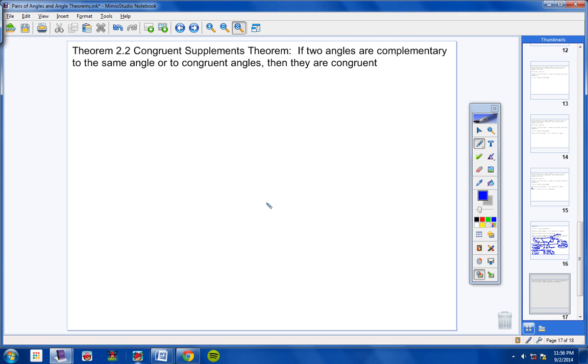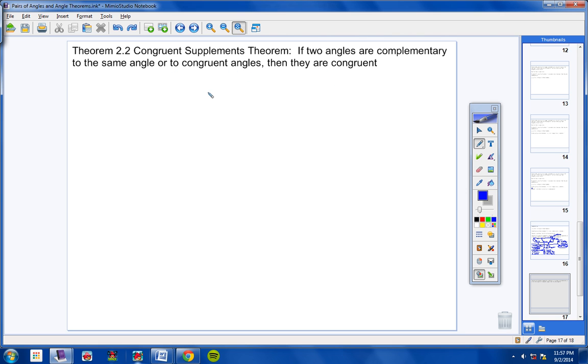Okay, students, go ahead and copy this in your notes if you would, please. Theorem 2.2, congruent supplements theorem. It's just like the other theorem, only instead of using the word supplementary, we're going to use the word complementary, okay? So here we go. If two angles are complementary to the same angle or to congruent angles, then they are congruent.